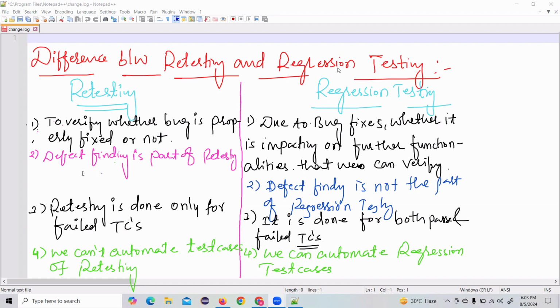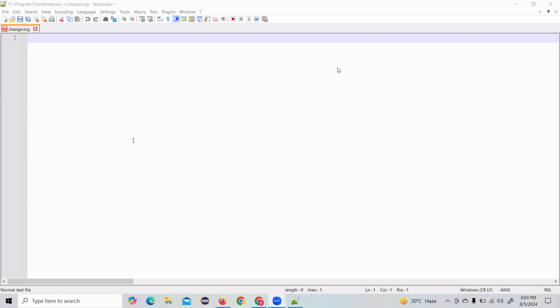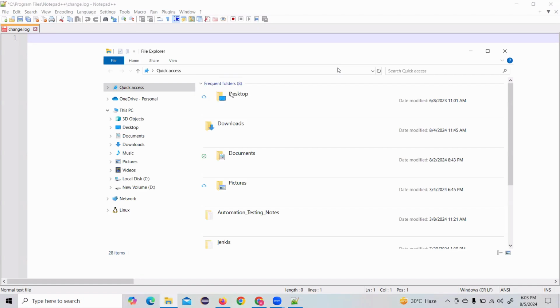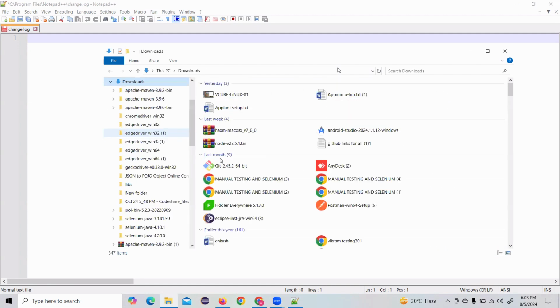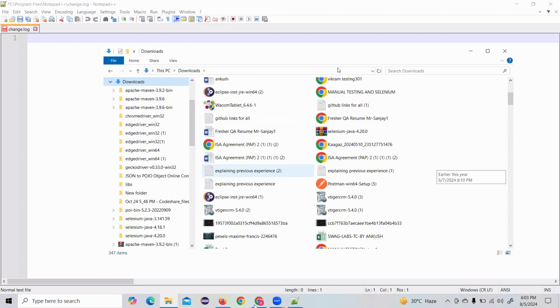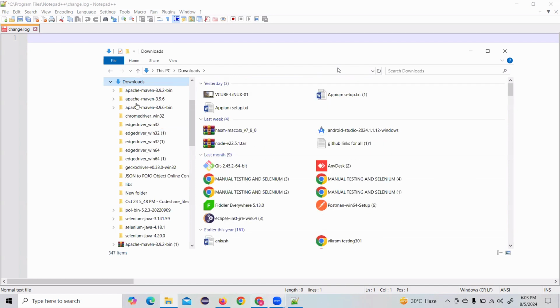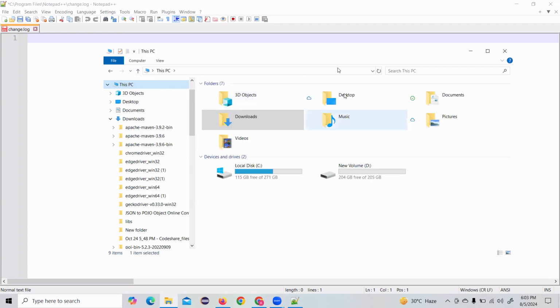Now look here. Next, after regression testing, is there anything about data? What is the testing name? Database testing. Under database testing, we will have three types. Sir, what are the three types of database testing here? One second. Where is desktop?